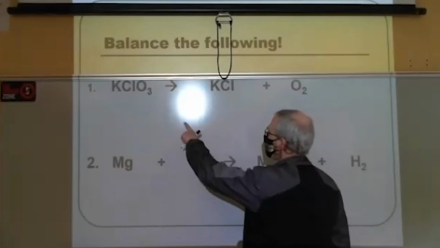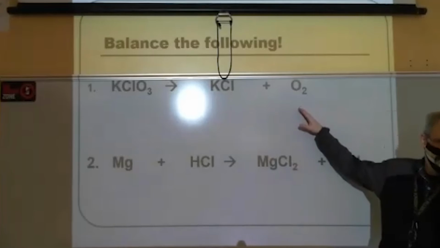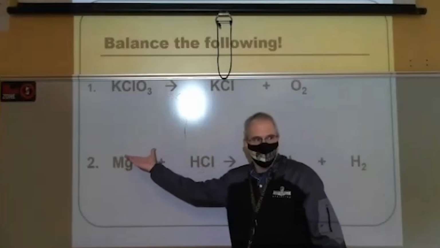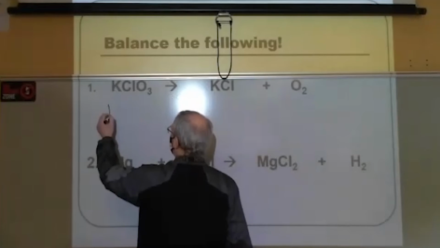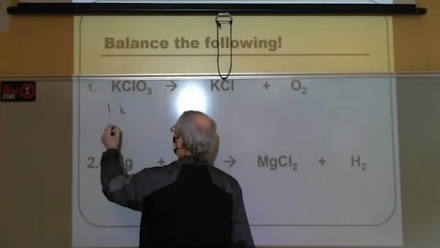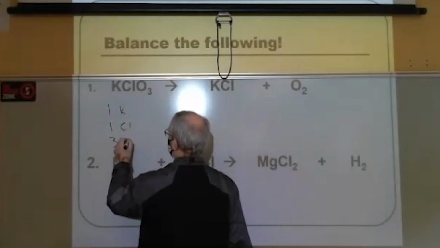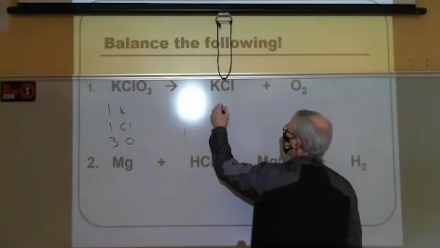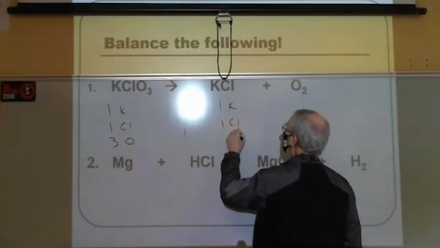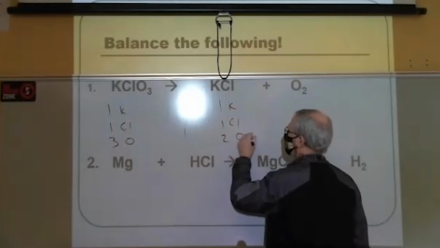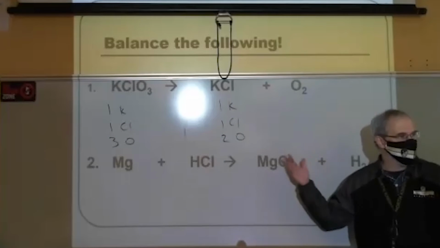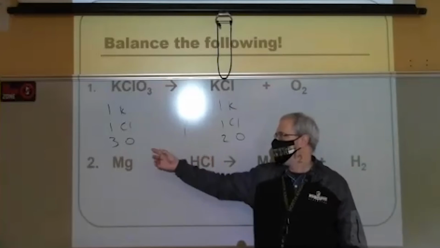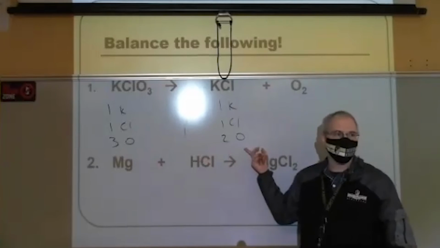KClO3 reacts to form KCl and O2. If I divide this right down the middle, what do I have on this side? Well, I've got 1 potassium, 1 chlorine, and 3 oxygen. On this side, I have 1 potassium, 1 chlorine, but I have 2 oxygen. I do not have a balanced equation because I don't have the same number of each type of atom on both sides. I know from this that I'm going to need more oxygen on this side.